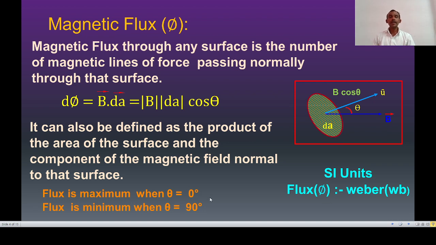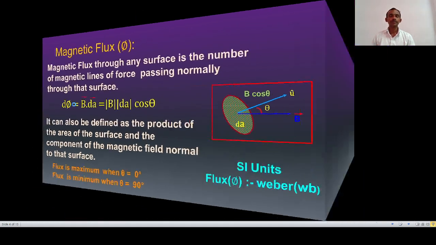And if theta is equal to 90 degrees, at that time the surface is parallel to the magnetic field B, or the area vector is perpendicular to the magnetic field. Therefore, flux will be minimum when theta is equal to 90 degrees, because when theta is 0, cos 0 is 1, and at that time the flux is maximum, as the maximum lines of force pass normally through that surface. That means flux will be maximum.